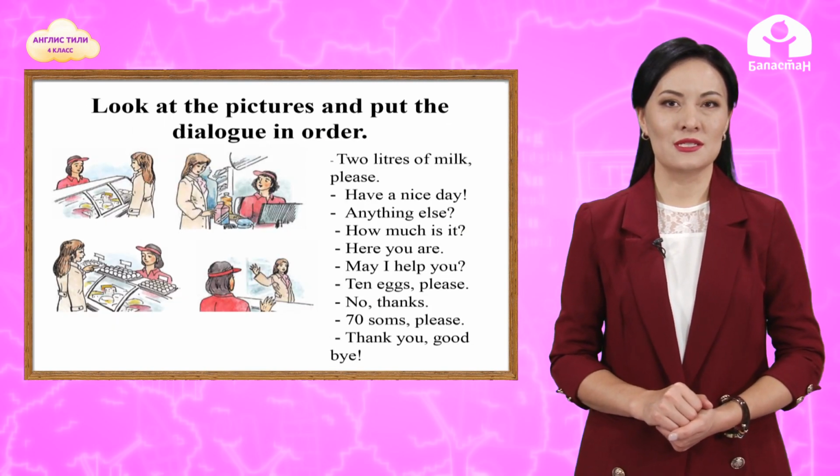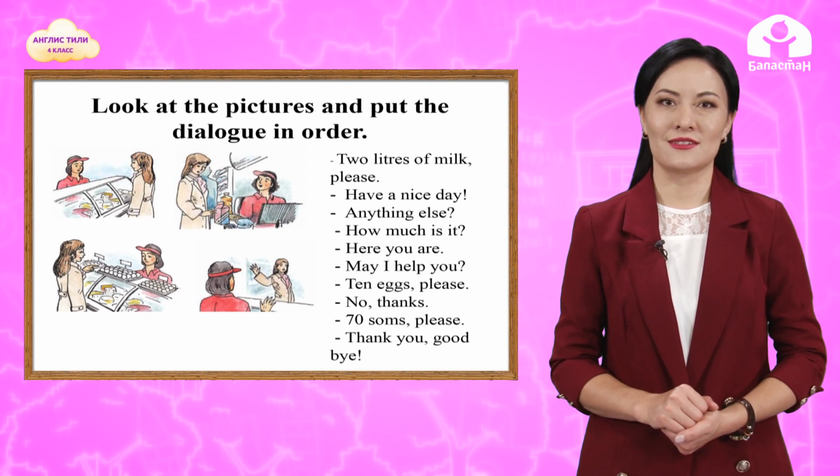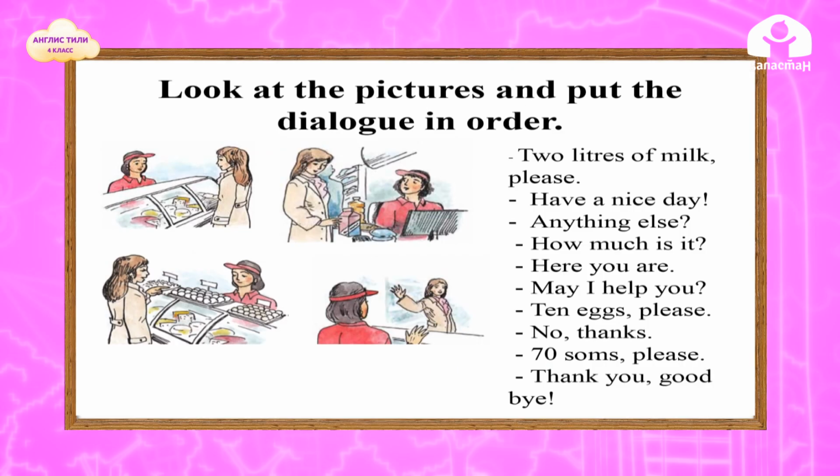Now look at the pictures and make up your own dialogue. Look at the pictures and put the dialogue in order. You have words. 2 liters of milk, please. Have a nice day. Anything else? How much is it? Here you are. May I help you? 10 eggs, please. No, thanks. 70 sums, please. Thank you. Goodbye.